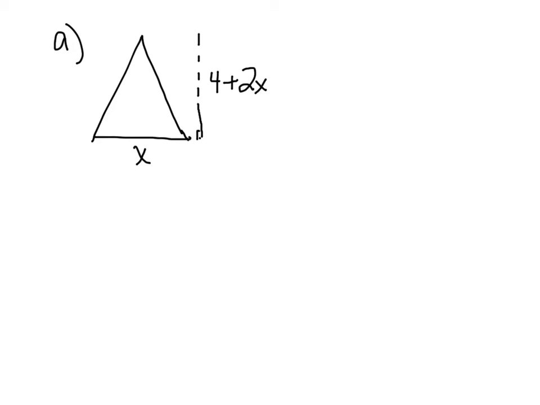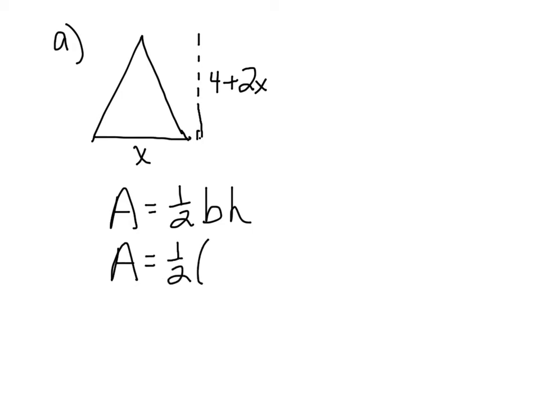So the height would be 2x plus 4 or 4 plus 2x. What is the area of a triangle when the base is 16? Well, here's our formula. Our formula for a triangle is 1/2 base times height. What does it say? We have to write a function. So we have A equals 1/2.